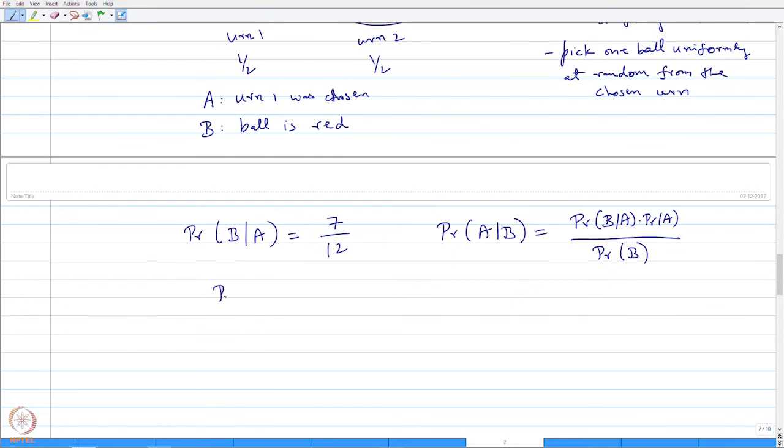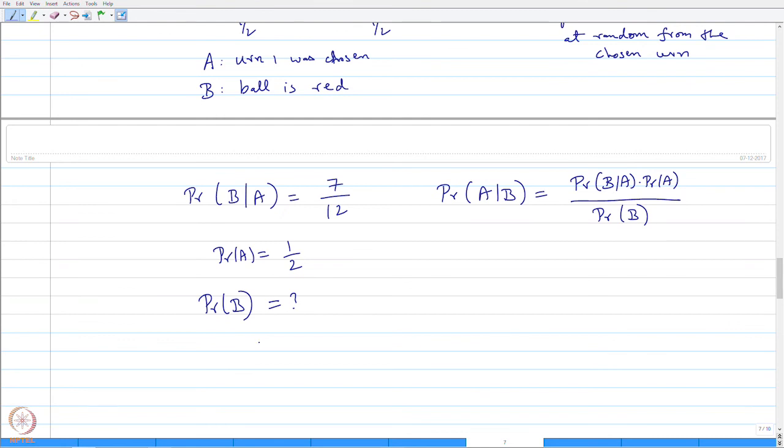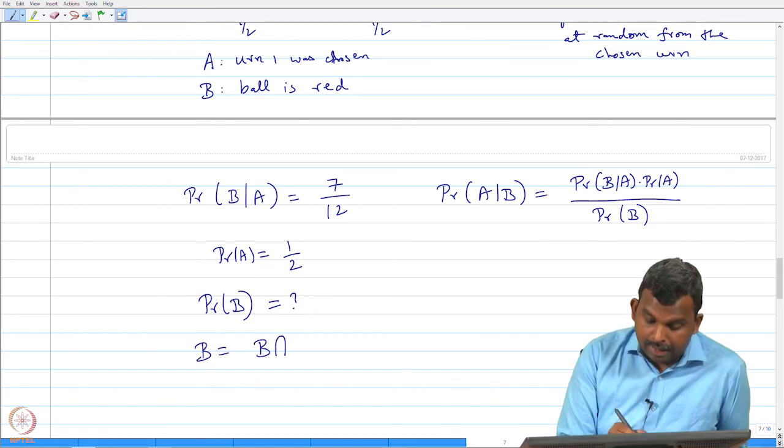What is probability of A? Urn 1 being chosen is 1 by 2. What about probability of B? For that, one needs to do the following conditioning. You have to condition on which urn was chosen in the first round. So you can write B as B intersect A, where A is urn 1 was chosen, union B intersect A complement.